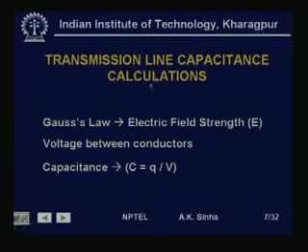Now, for calculating the transmission line capacitance, we have to go through first using Gauss's law to calculate the electric field strength. Once we have calculated the electric field strength, we find out the voltage between the conductors, and then we find out the capacitance by the relationship C is equal to Q by V. So, we will start with the Gauss's law and calculation of electric field strength.